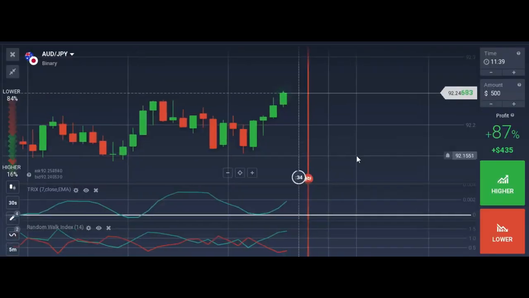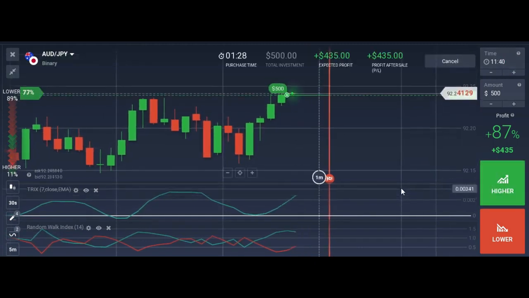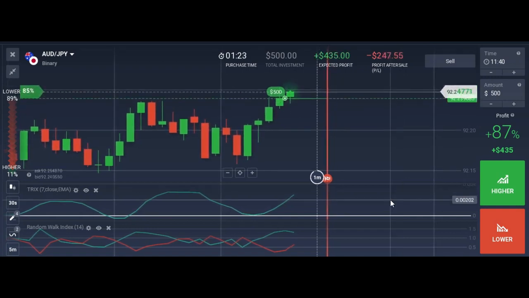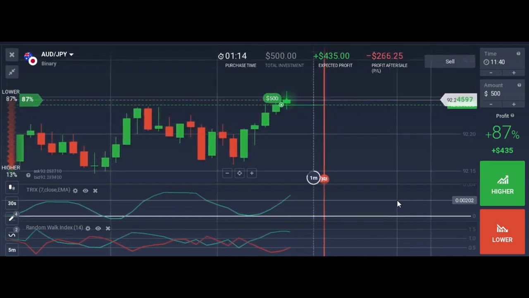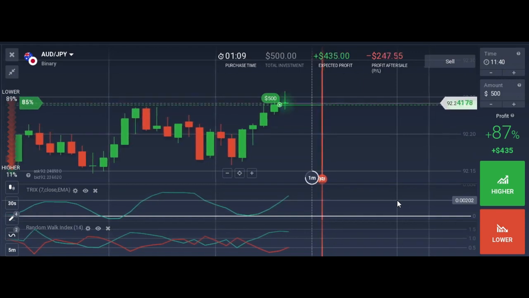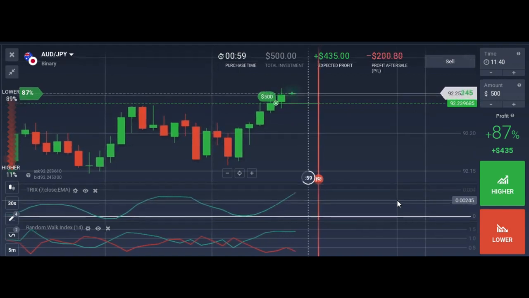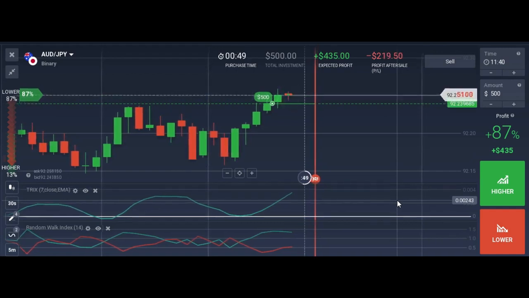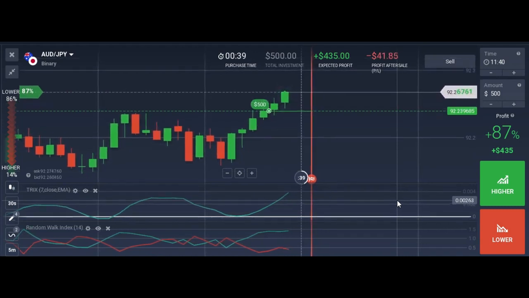Buy. Okay, here are the conditions to make a buy. The water green line of the Trix indicator is going up, which is a clear buy signal. Also, the water green line of the Random Walk Index indicator is up. This tells us that there is a strong upward force. Therefore, the price is going to rise.